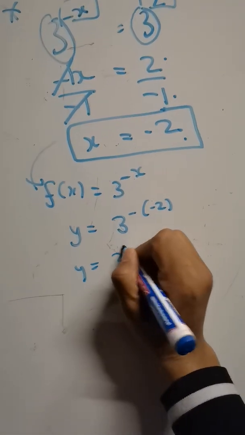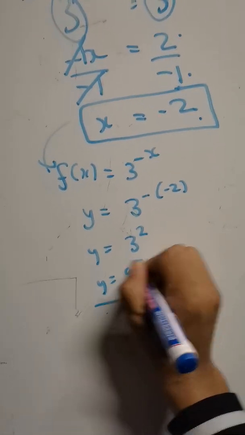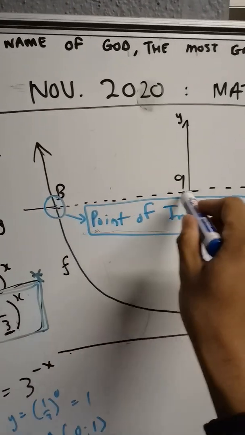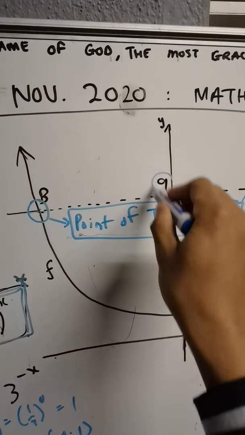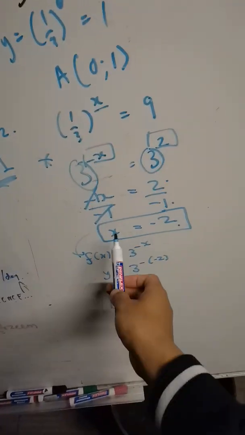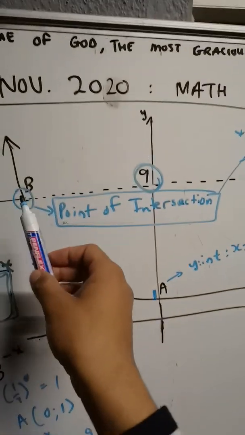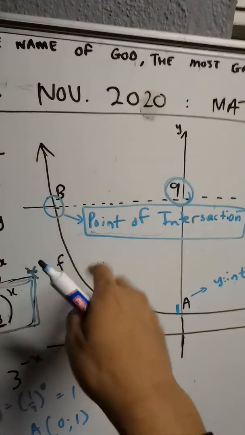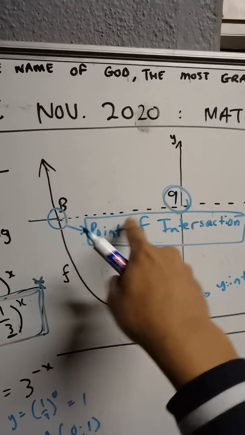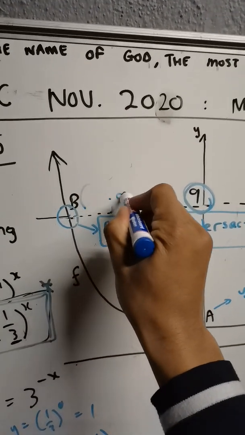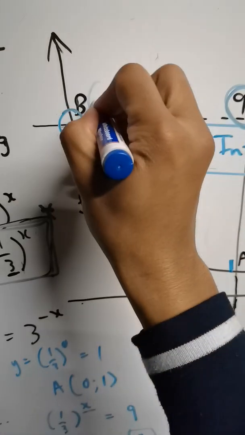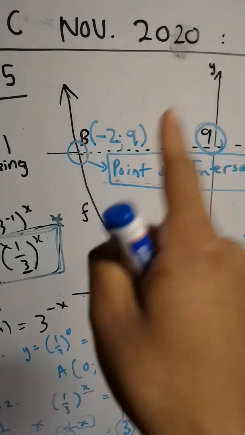y is equal to 3 to the power of 2, and y is equal to 9. That also makes sense because the y value at B is actually 9 over there. So you didn't actually have to substitute that x value into the graph. You could just see by inspection that there's a straight line going from this point to the value 9. So 9 is the y value of B, and the x value that we got is negative 2. So the coordinates of B are negative 2 and 9.